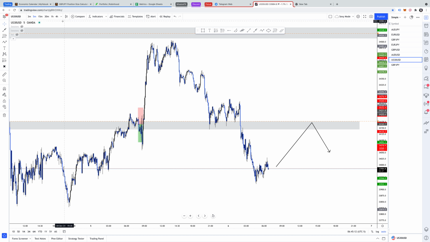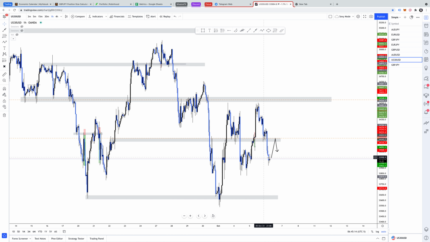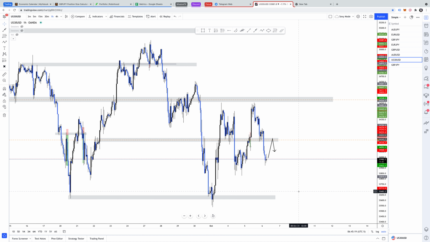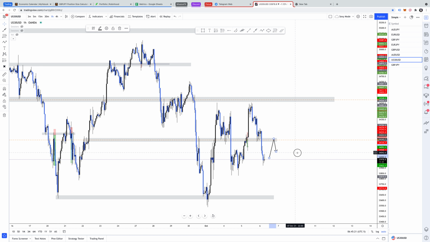Anyway, so we'll just be looking to play off this zone again, just like we did yesterday. A retest. I'm going to drag my alert down just a little bit. If it comes up there and starts testing and bouncing, then I'll look to get into sells.